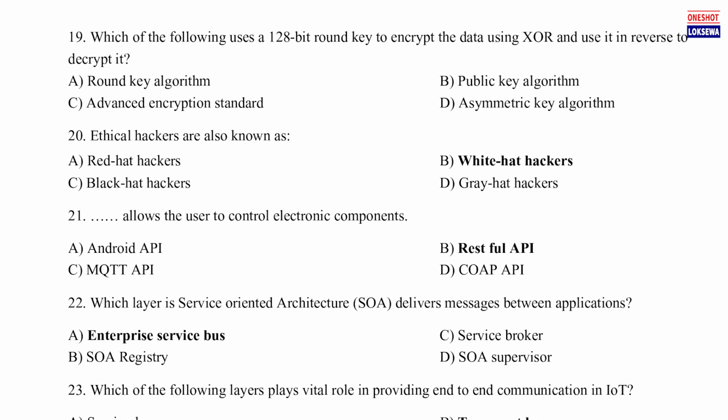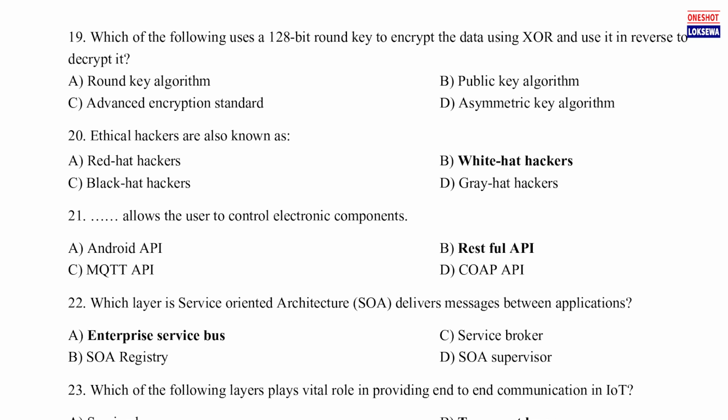20. Ethical hackers are also known as: A. Red hat hackers. B. White hat hackers. C. Black hat hackers. D. Grey hat hackers. 21. Which allows the user to control electronic components? A. Android API. B. RESTful API. C. MQTT API. D. CoAP API.